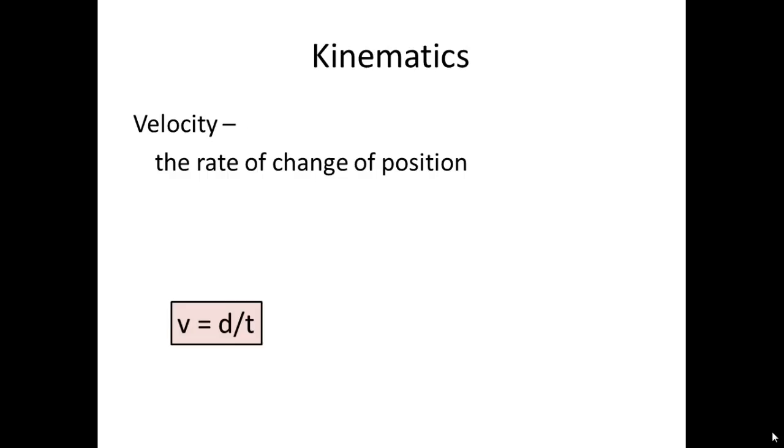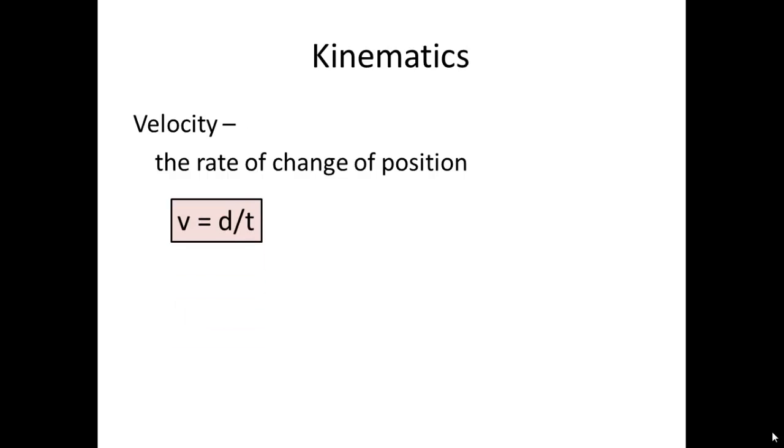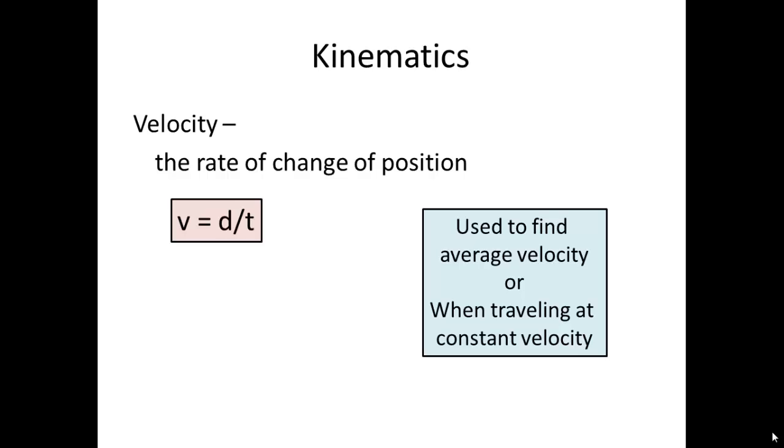Remember from before that velocity is the rate of change of position. So in other words, velocity is distance divided by time. How quickly is your distance or your position changing? You can use this equation when you are finding average velocity or when you're traveling at constant velocity. Those are the only times that you can use this equation. If you have any acceleration or deceleration going on, you have to use a different equation.